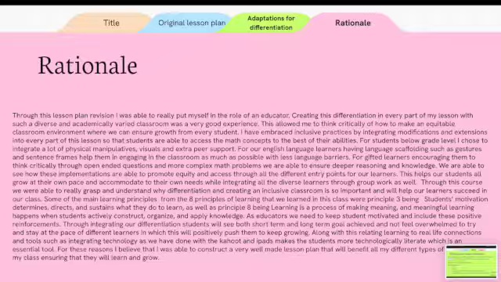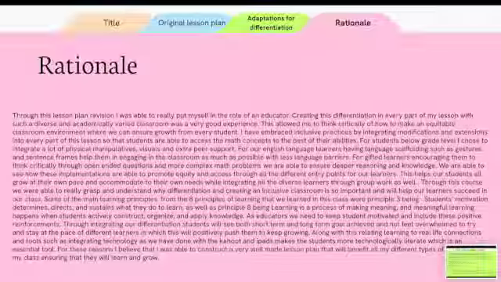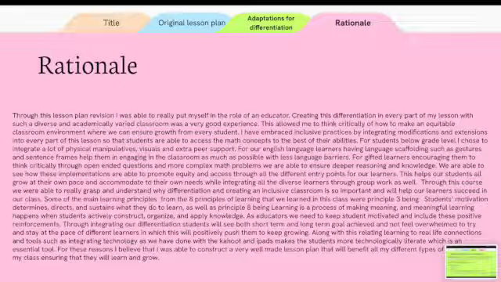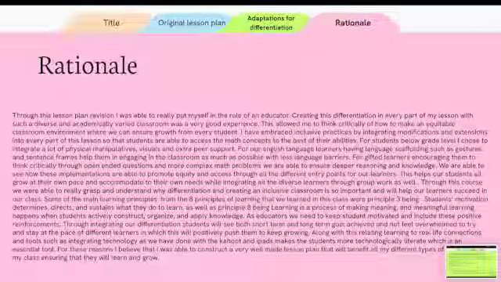For these reasons, I believe that I was able to construct a very well made lesson plan and will benefit all of my different types of learners in my class, ensuring that they will all learn and grow.